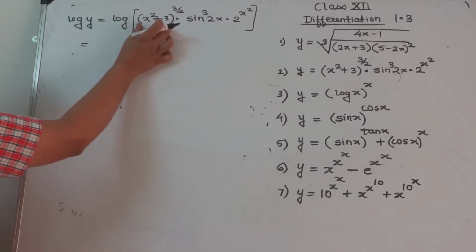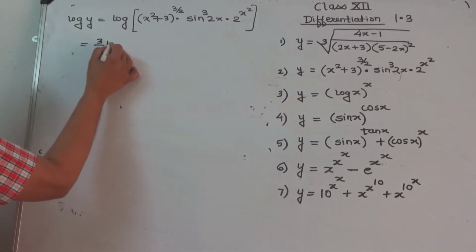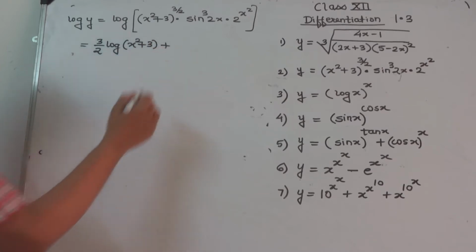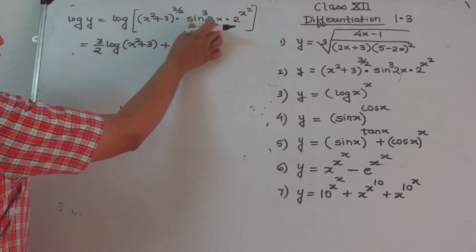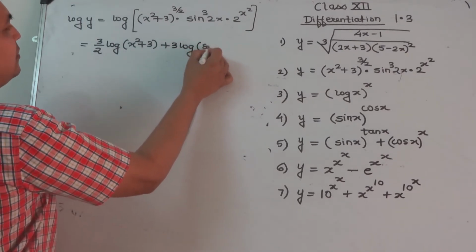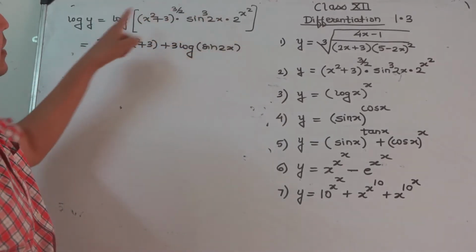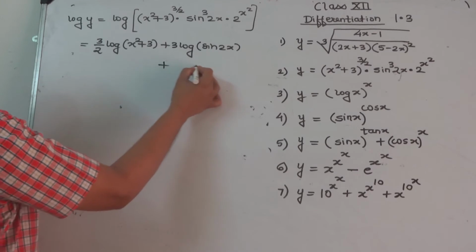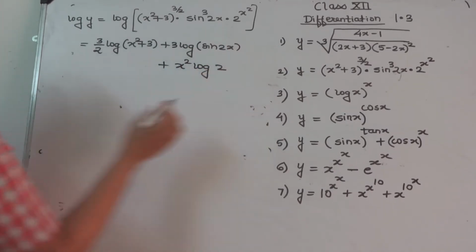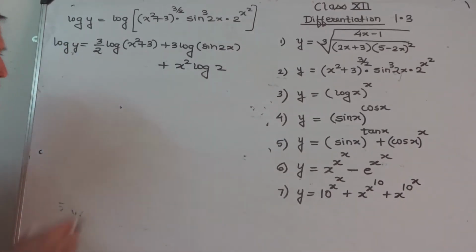So log of the first term, in that there is a power, so we can write 3 by 2 log of x square plus 3, plus this is log of sin 2x whole cube, that is 3 times log of sin 2x, and here we have log of 2 raised to x square, so x square log 2. This is log y. And now we differentiate both sides with respect to x.